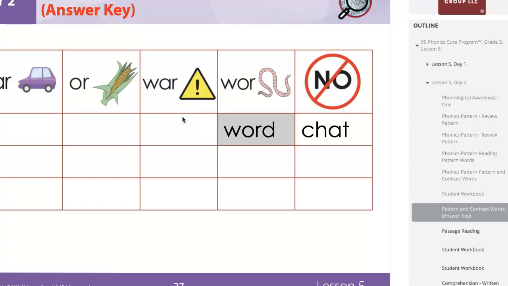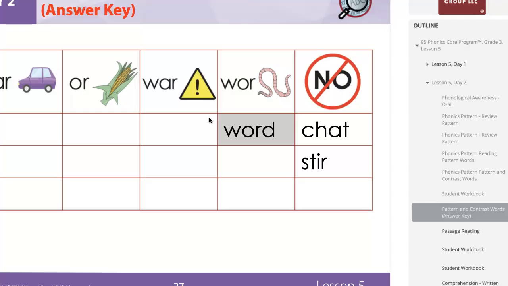Chat, that doesn't follow any of our categories or our rules, so it needs to go in the no column. Stir, that doesn't follow any of ours. We don't have it in AR, OR, WAR, WOR, so it has to go in the no column. Please make sure that you're copying these down, and sub if you need to. You can pause at the end and make sure everybody's getting their stuff copied down.